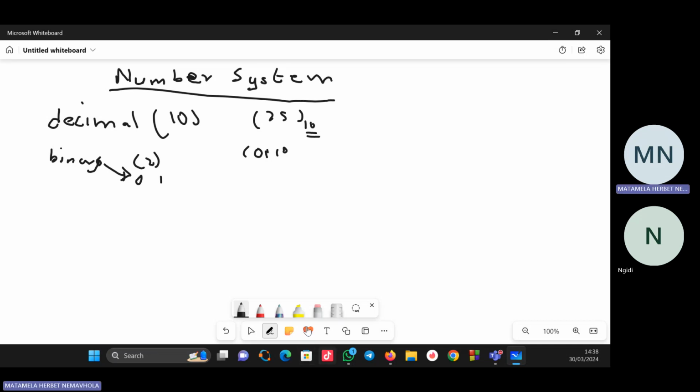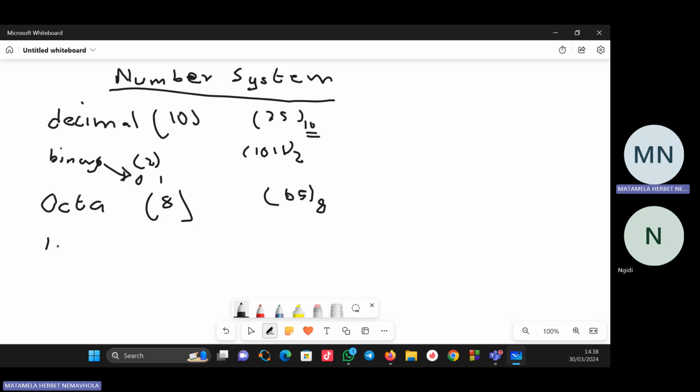Okay, let me just write properly. It can be something like 1, 0, 1, 1 with a 2 subscript. You must remember that this is binary. We also have octal. Octal is made out of 8. Then it can be, say, 65 with an 8 subscript. I'm just giving an example, remember. You must remember that this is octal.